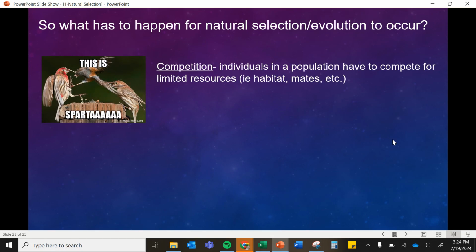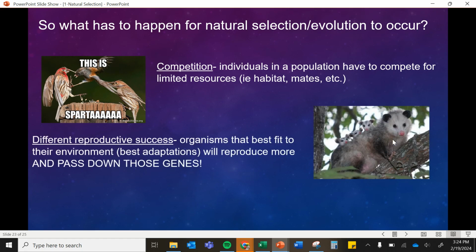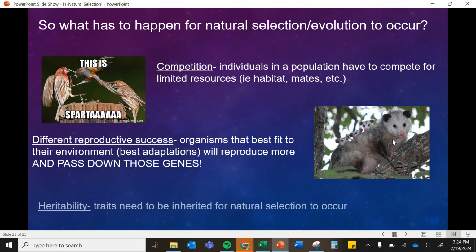We also need to have competition to occur. So they have to be able to compete for limited resources. And there also has to be different reproductive success. So organisms that fit their environment, that have the best adaptations, are likely to reproduce and pass down those genes. And whatever the gene or trait is that we're looking at, it has to be inherited. Otherwise, it will not be selected through natural selection.